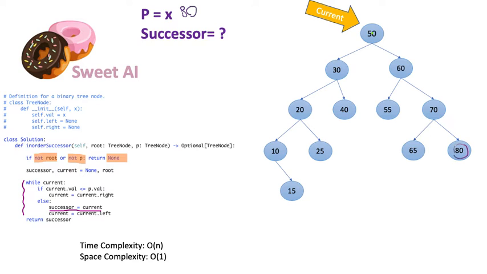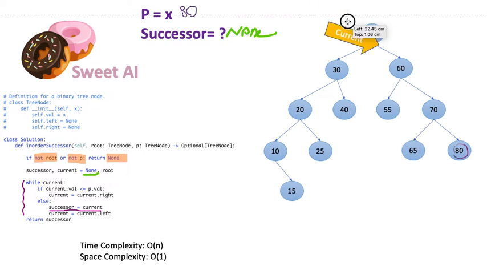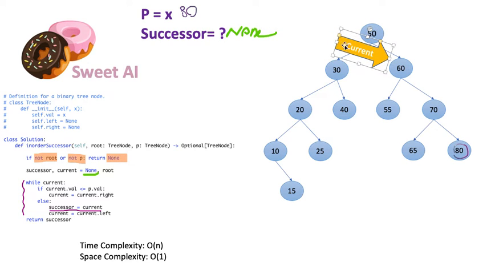Is 50 smaller than or equal to 80? Yes, it is. So if it is smaller, we are not going to update the successor and we leave it as it is, which is none. By default, the successor is none. Then we just update the current pointer to the next right node, because we are looking for bigger numbers until we reach 80, right?